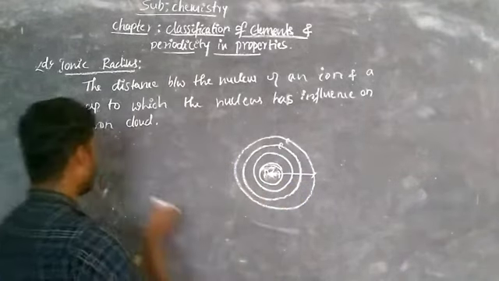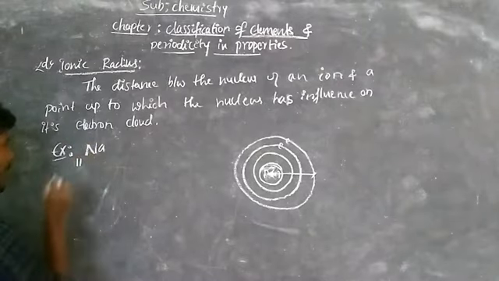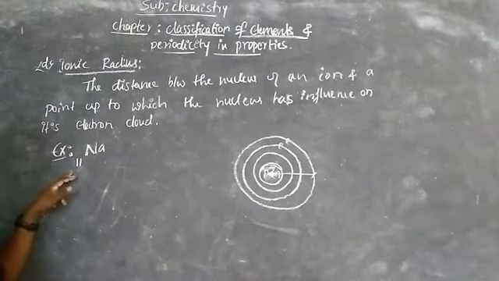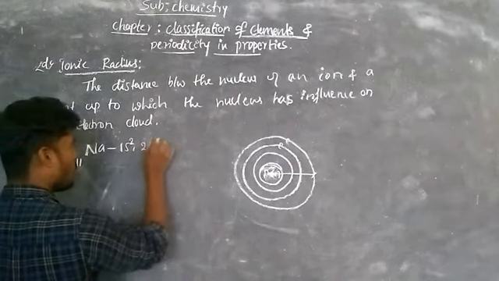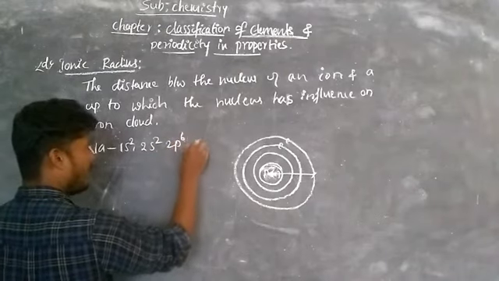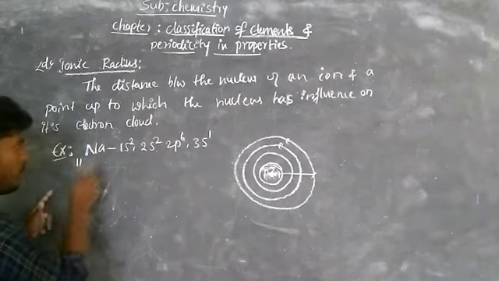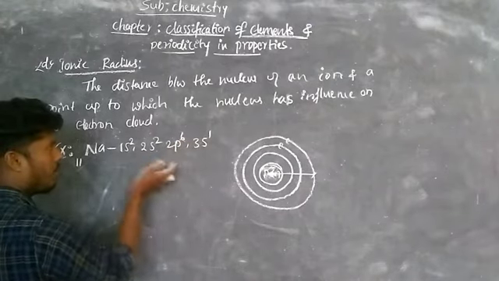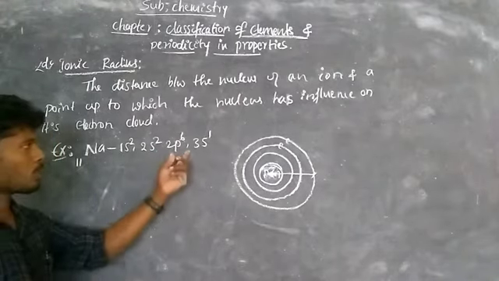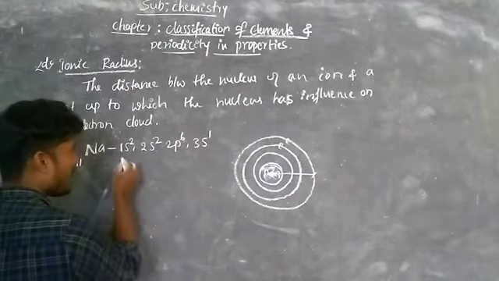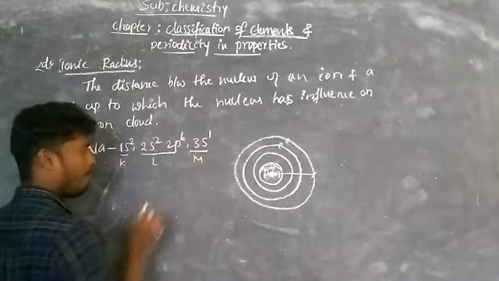Okay, for example, take the sodium atom. Its atomic number is 11. So the electronic configuration is 1s2, 2s2, 2p6 and 3s1. That is 8 plus 2 is 10, plus 1 is 11 electrons. The outermost shell has 1 electron. There are 3 shells: K, L, M.